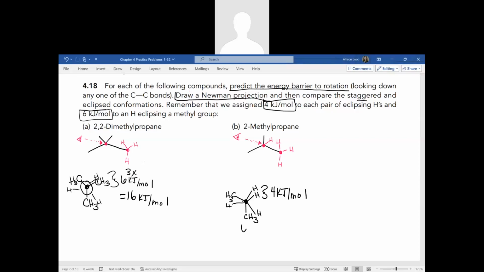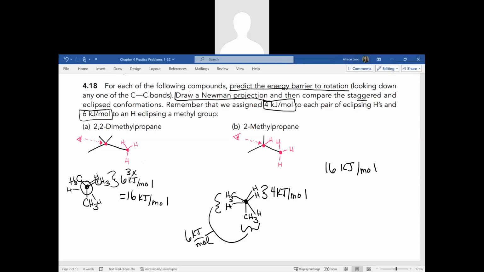And then each of these 2 eclipsing structures over here, we have a hydrogen and a methyl. So each of these would be an additional 6 kilojoules per mole. So we do 2 times 6 is 12, plus 4. That gives us a total predicted energy barrier to rotation of 16 kilojoules per mole.